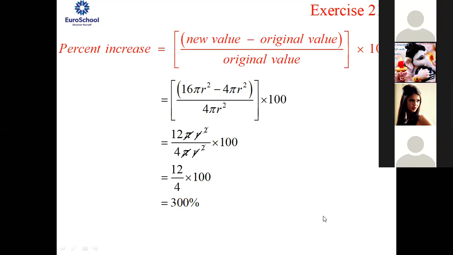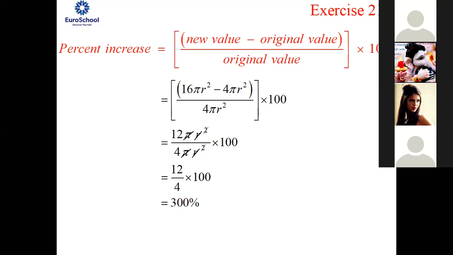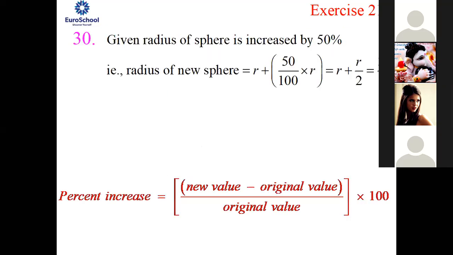Now the next question, the 30th question. It's again the same pattern as this, but you have to find the increase percent in its volume. Here it was surface area, but there it is volume. It is homework for you, but I've just explained it here as this is a little bit new for you. Just note down. I'm just explaining it here, but you have to do it as homework.